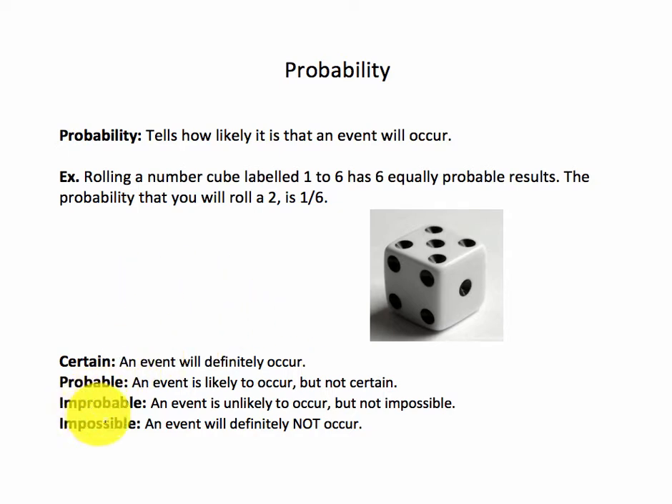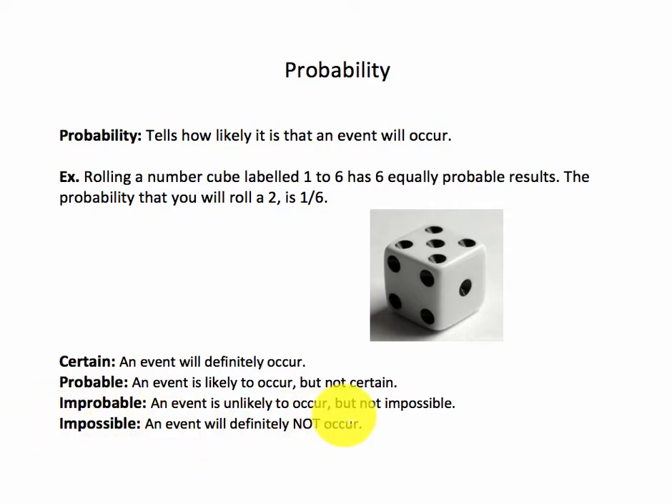An improbable event would be one that is unlikely to occur, but it's not impossible. So, for example, it landing on the number 4. There's only one of those on the dice. There's a 1 in 6 chance, so it's not likely that it's going to happen, but it is still possible. And the last term here is impossible, so that's an event that will definitely not occur.